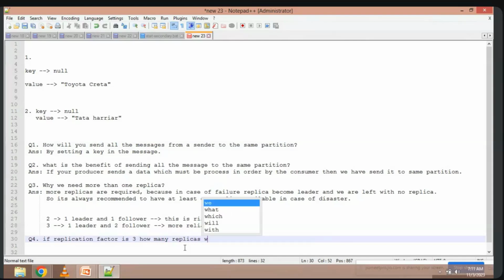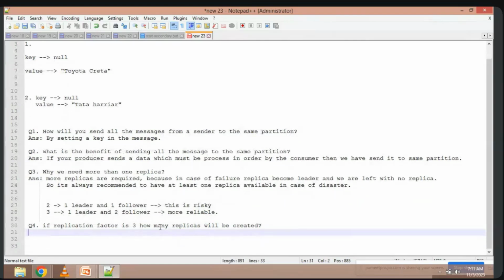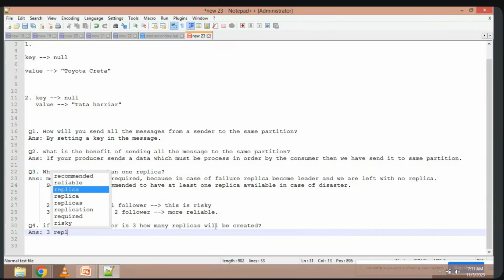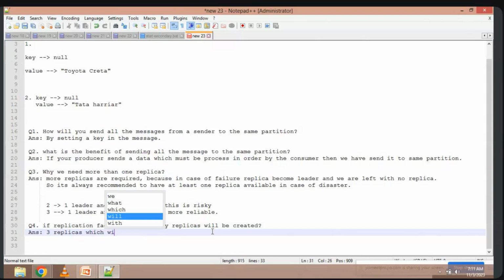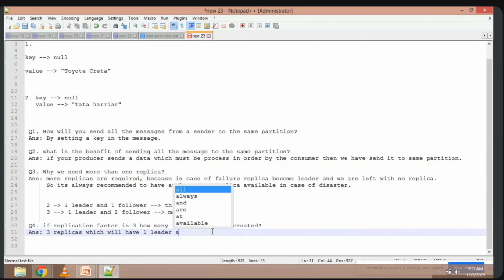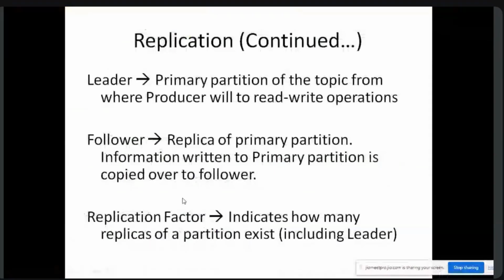This is my question. If replication factor is 3, how many replicas will be created? One leader and two followers. So you can say 3 replicas will be created. We consider everything a copy because all are having the same data. In total replicas, then, it is three; the leader will also be included. 3 replicas, which will have one leader and two followers.